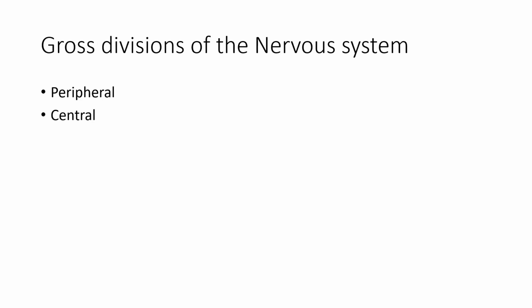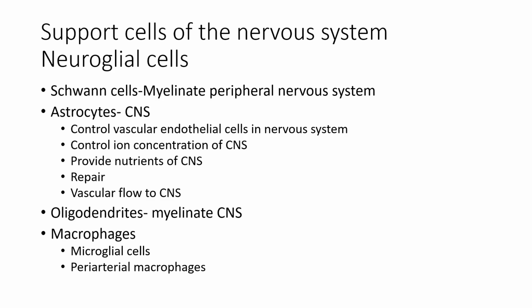Now, when we're looking at the nervous system, we do have a gross division. We can talk about the peripheral nervous system and the central. This is more of an anatomical division because the peripheral and central will go together and messages will be sent in different directions. The reason these are important is because we have support cells called neuroglial cells, which are found in certain areas.